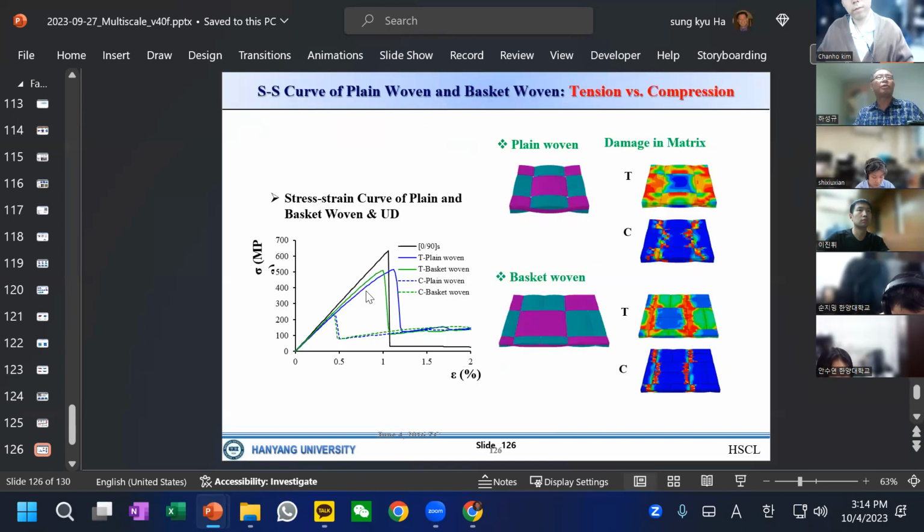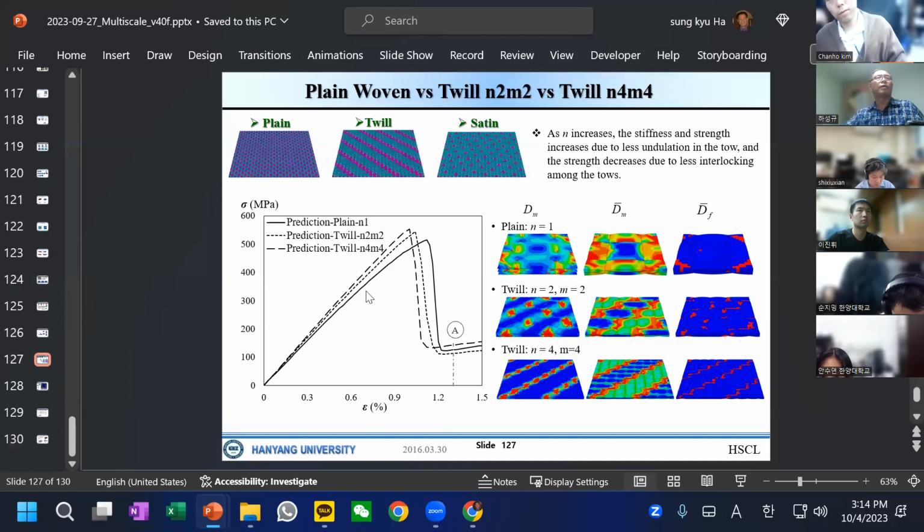And another important point is that, again, depending on the plain, twill and satin, under simple extension you can see the effective stress-strain curve. Even though they are the same tow, same composites, depending on the interlocking, the effective stress-strain curve can be different. It's simply because of the effect of undulations.